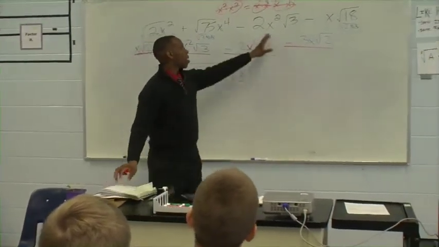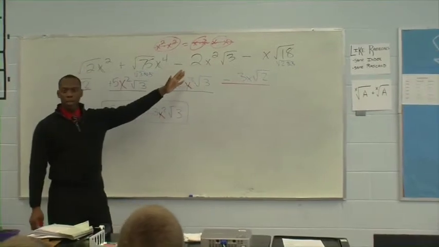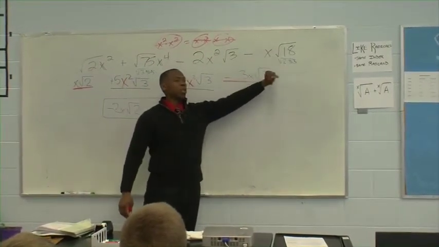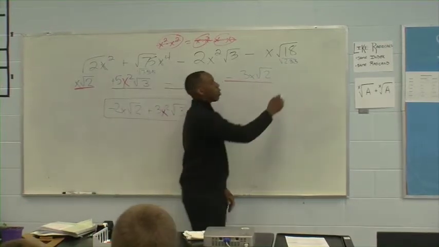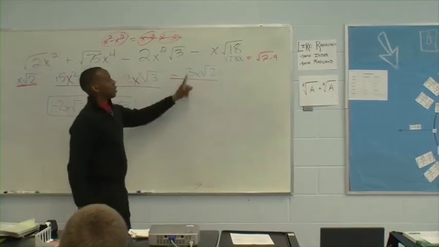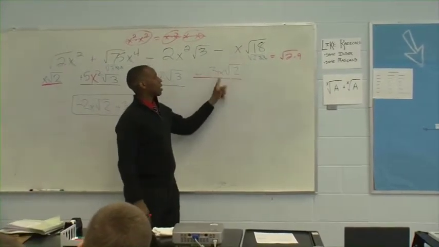Look at this problem here. This is already simplified, correct? So all you had to do was rewrite it. And over here, again, 2 times 3 times 3, which is also 2 times 9, and the square root of 9 is 3. All right, so that 3 times the x gives us 3x.